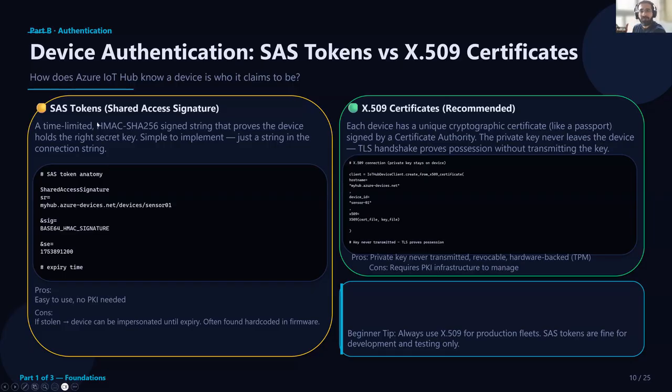Okay, has any one of you come across SAS tokens, shared access signatures? These are simple, a time-limited HMAC SHA-256 signed string. It's very easy to implement and works on any hardware, but again, there are risks related to this. The underlying shared key must be stored on the device. Tokens expire, causing connection drops if rotation is not automated.